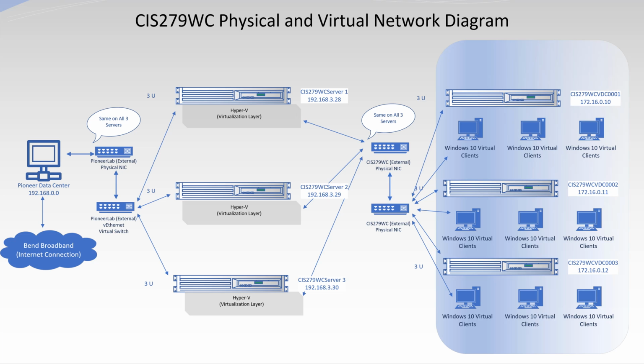CIS279WC Windows Client. Now, what you see on the screen here and what I'm going to go through, and then I'm going to actually show it to you in the physical environment. We're going to go over and look at the servers in a minute. But what I want to show you is the network diagram for your network for this course.